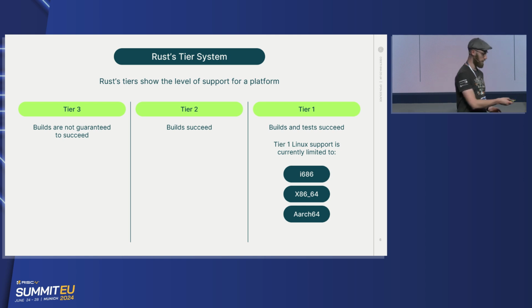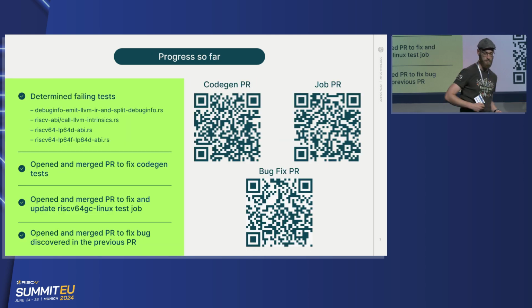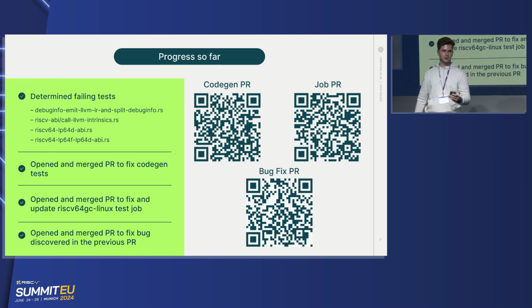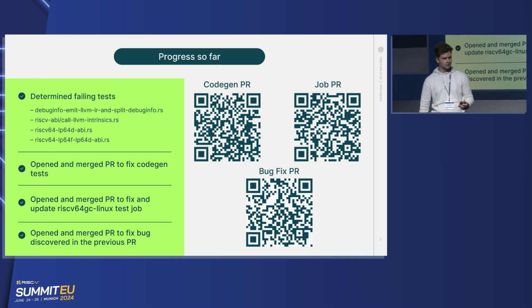Right, so far, we've made really good progress on the project. The first thing we had to do was determine the current state of play. So does it actually compile for RISC-V? Are there any failing tests? Are there any tests that are ignored for RISC-V that we might need to enable before we can reach Tier 1?